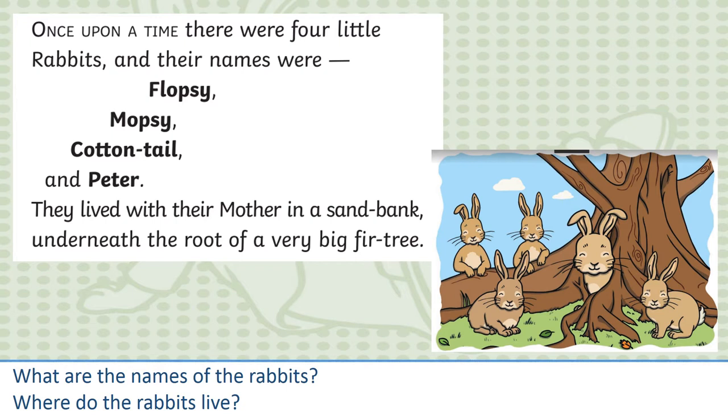So, what are the names of the rabbits? The names of the rabbits are Flopsy, Mopsy, Cottontail and Peter. And where do the rabbits live? The rabbits live in a sandbank underneath the root of a very big fir tree.